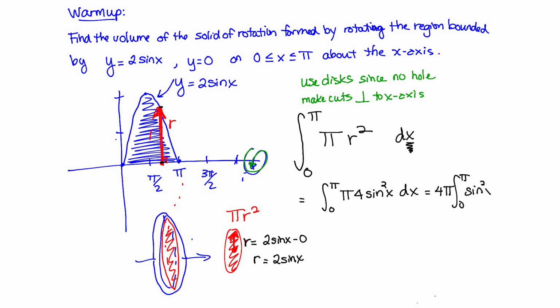And how do you integrate sine squared? What do we use? Turn it into 1/2, 1 minus cosine 2x. Absolutely. With even powers, we use our power reducing formula. So everybody is going to change sine squared into 1/2 times 1 minus cosine 2x. That is our power reducing formula.